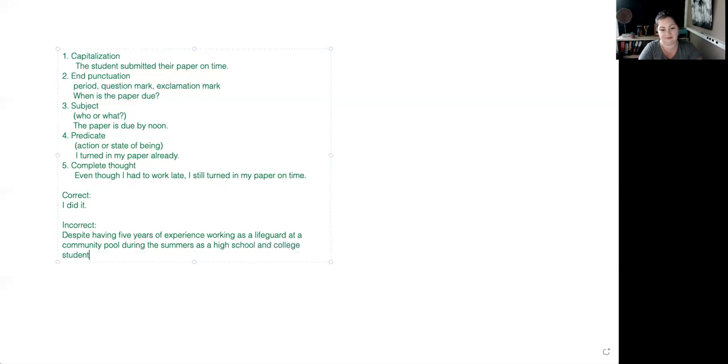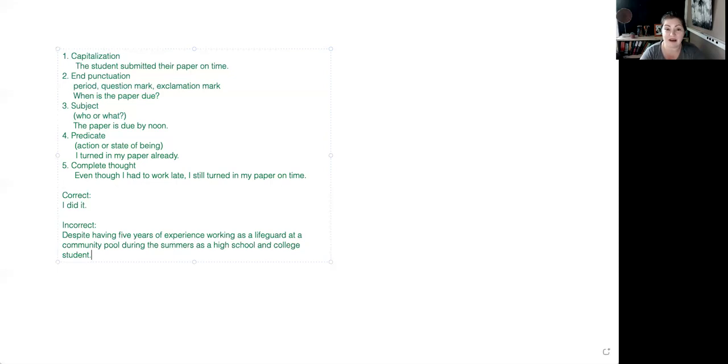This sentence looks much longer. Despite having 5 years of experience working as a lifeguard at a community pool during the summers as a high school and college student. However, it is not a complete sentence. We have capitalization and end punctuation, but we do not have a subject, and we do not have a complete thought. Who has worked 5 years? What are they doing? Despite that, what happened? We don't know. This is not a complete sentence.